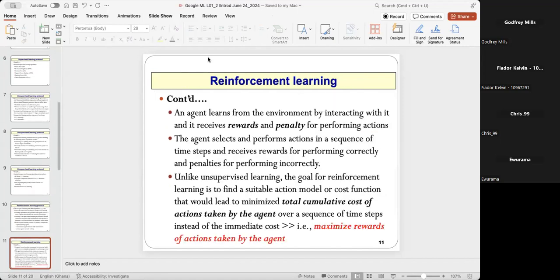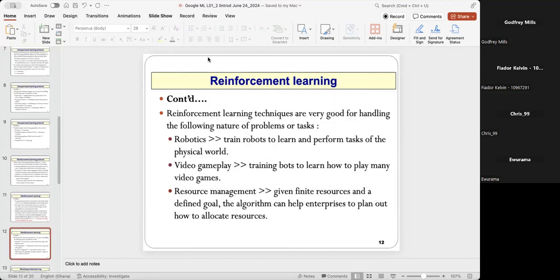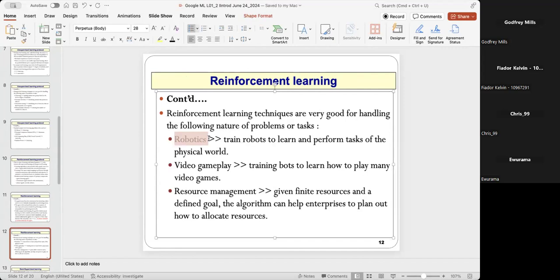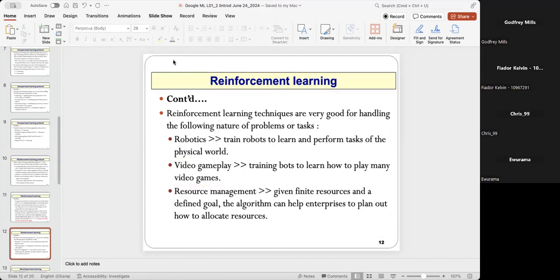So let me quickly move on to the last segment on the application of reinforcement learning. We see applications in solutions that deal with robotics, solutions that deal with games and video gaming, and solutions that deal with resource management.